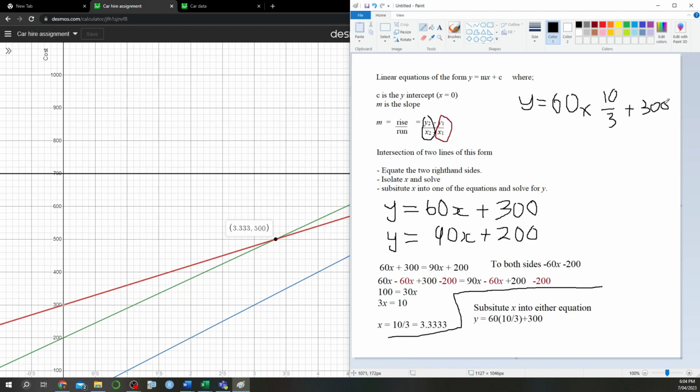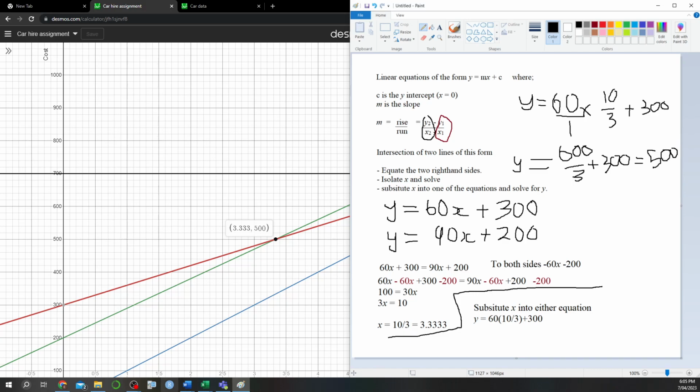Now, there's a few ways you can do this, but you have to use expansion or BODMAS. Effectively, 60 times 10 thirds: 60 is 60 over 1 if you want to think of it that way, so you can multiply these as fractions. So y equals 600 divided by 3 plus 300. And that is equal to 600 divided by 3 is 200, plus 300 is 500.